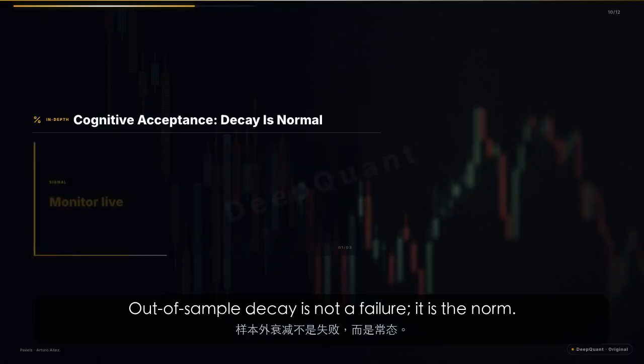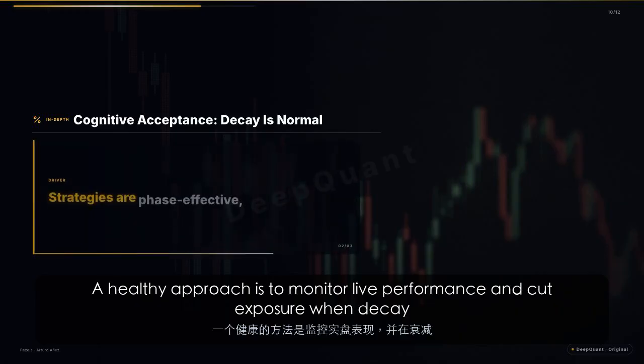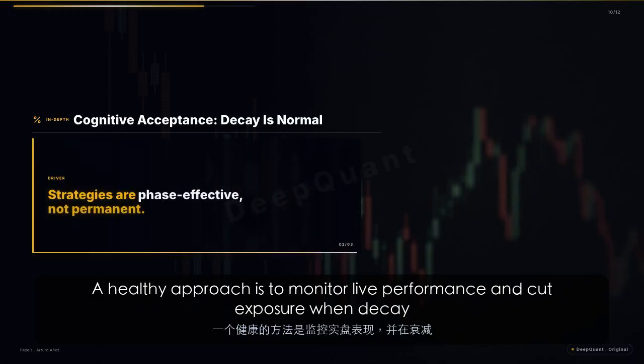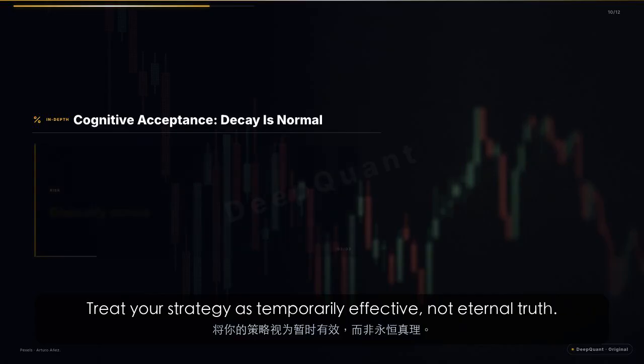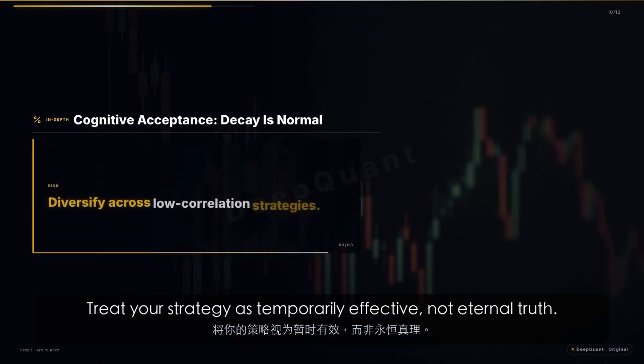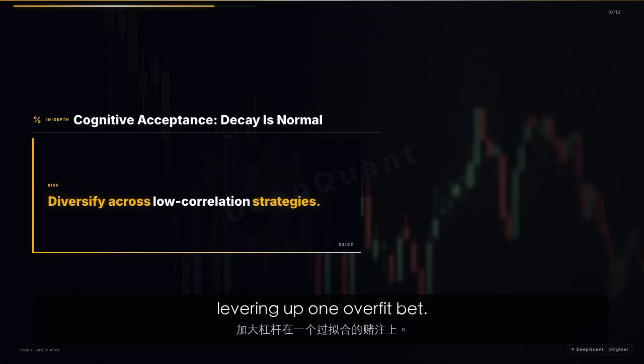Out-of-sample decay is not a failure, it is the norm. Market microstructure, liquidity, and participant behavior change over time. A healthy approach is to monitor live performance and cut exposure when decay hits a threshold. Treat your strategy as temporarily effective, not eternal truth. Diversify across uncorrelated strategies and different logics, rather than levering up one overfit bet.